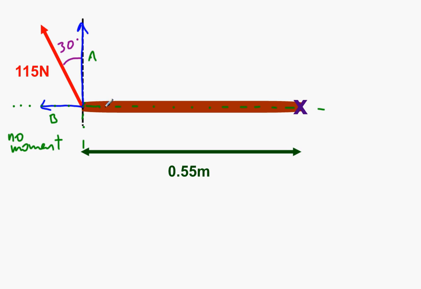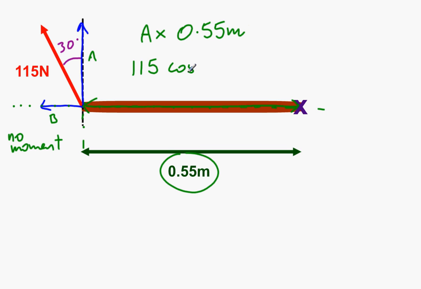Component A does have a turning effect, there is a moment about the pivot, and the perpendicular distance between component A and the pivot is that distance which they've told us. Okay, so the moment is A times 0.55 meters. So to work out what A is, all we have to do is resolve the 115 Newton force to find component A, and in this case it would be 115 cos 30 degrees would give us A, times 0.55 meters would give us the moment, and there you can work out what the moment is.